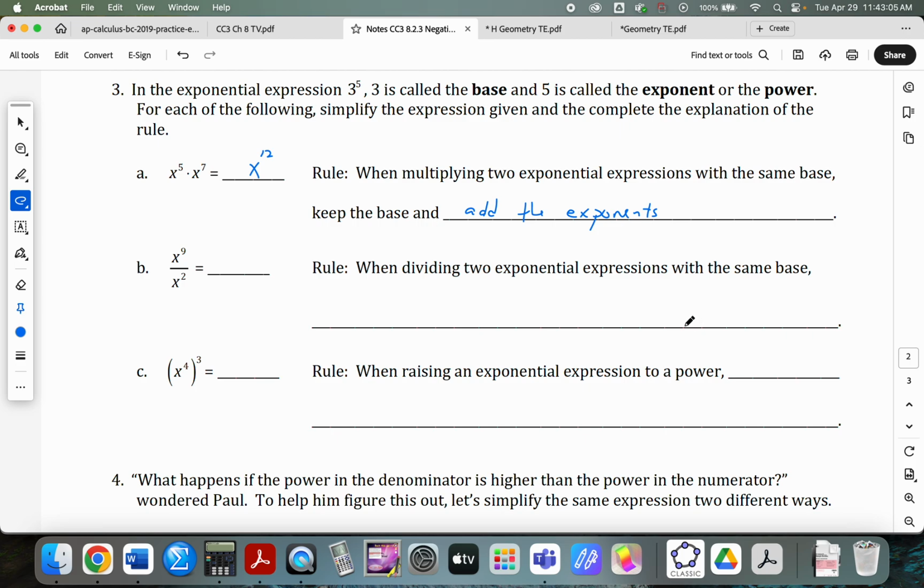All right, let's see. Desk 3, we're back to that again. This is going to be x to the 7th power. And then desk 12, how do you finish this sentence? When dividing two exponential expressions with the same base, keep the base and subtract the exponents. What you said was fine.